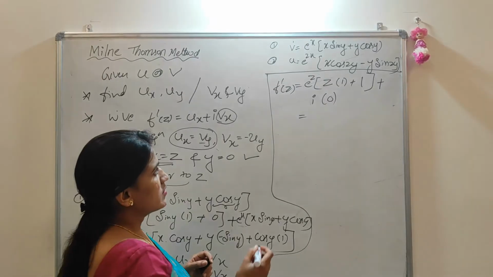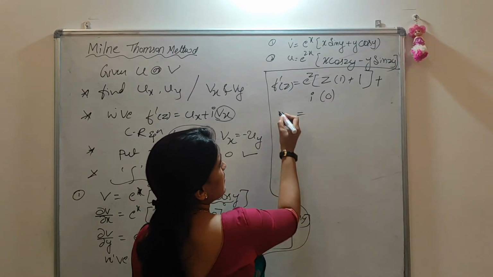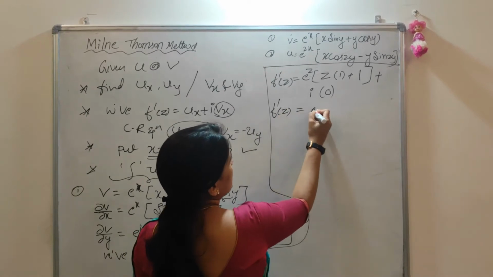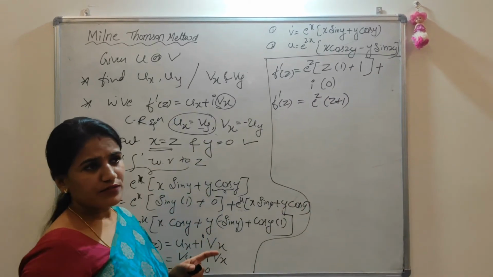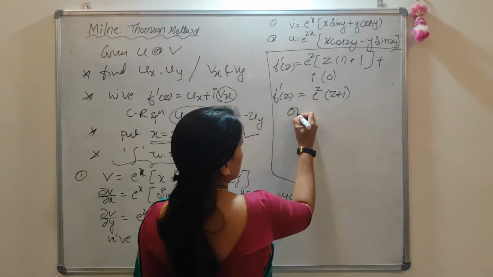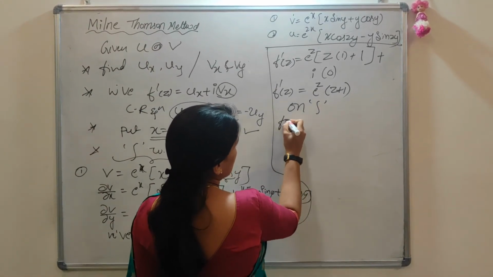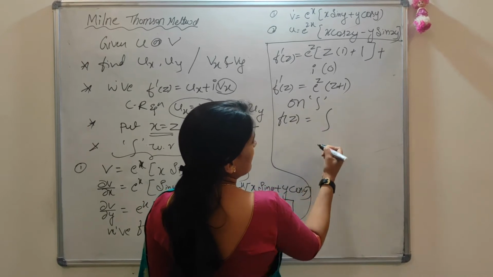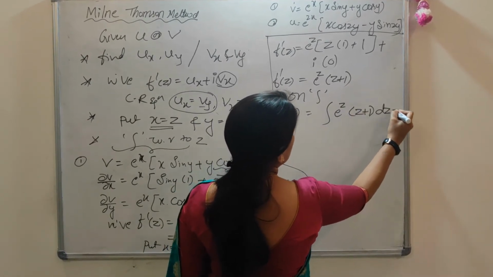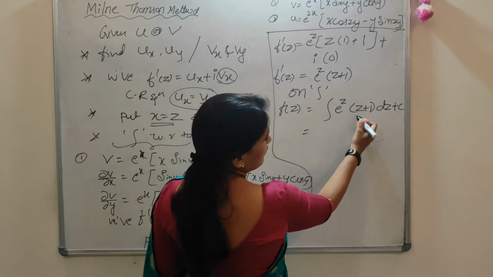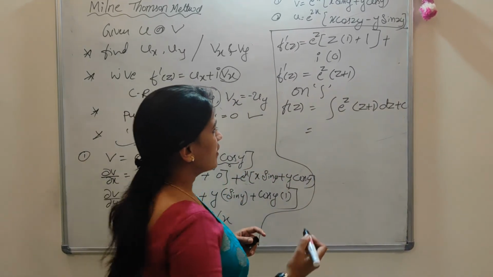So we have f dash of z is equal to e power z of z plus 1. Next step, last step, we need to integrate this. On integrating both the sides, f of z is equal to the integration of e power z of z plus 1 dz plus c. So here we need to use the by parts rule or Bernoulli's rule.